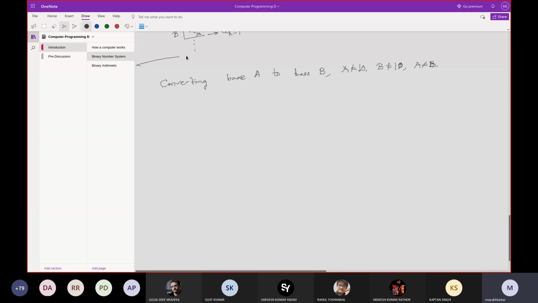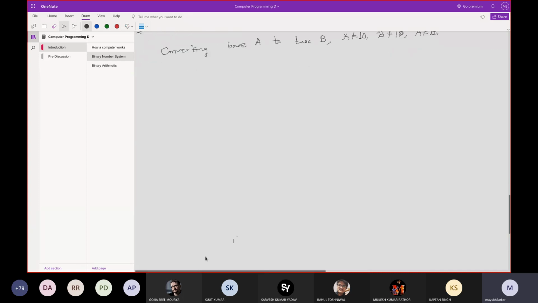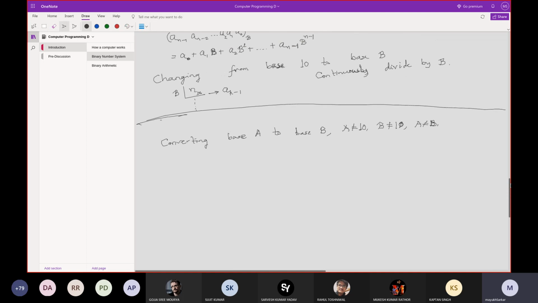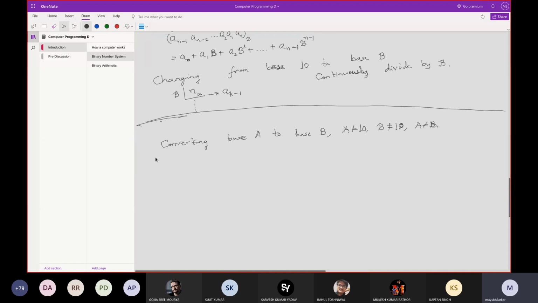What will you do? The idea is, first convert the number from base A to base 10, and then convert the number from base 10 to base B.